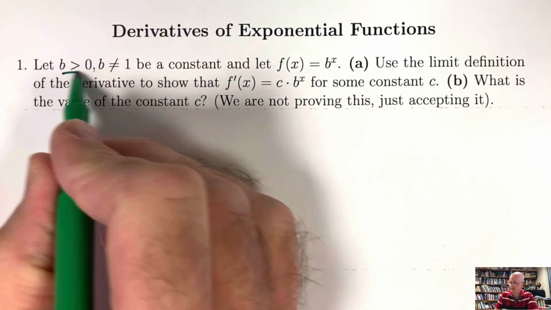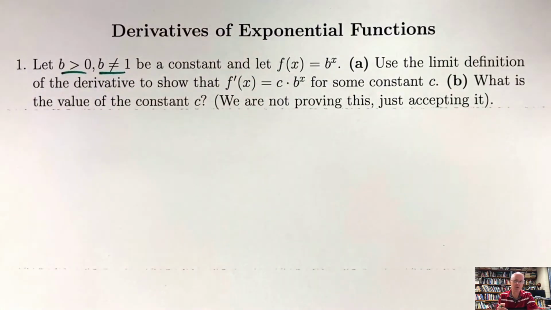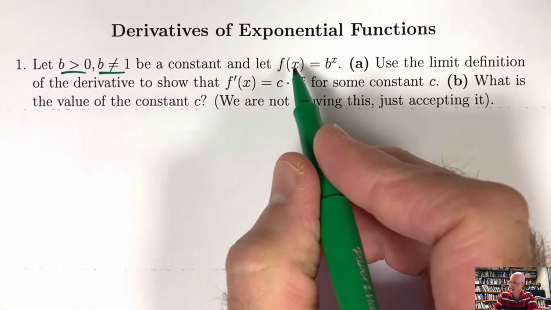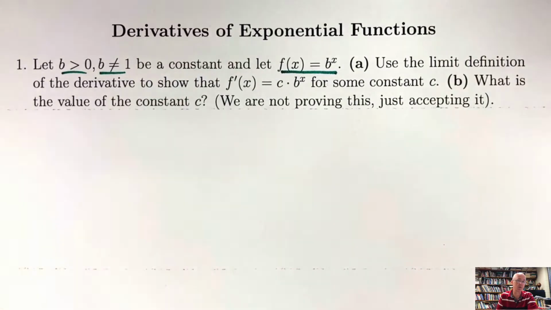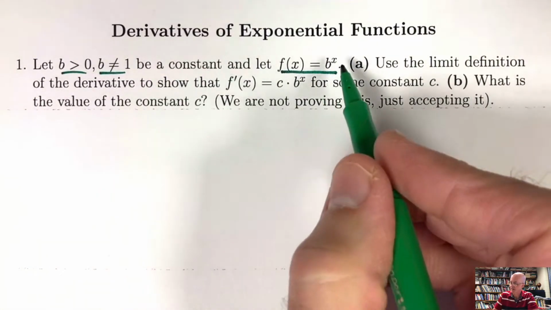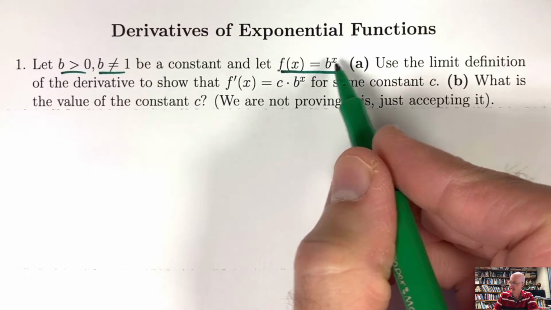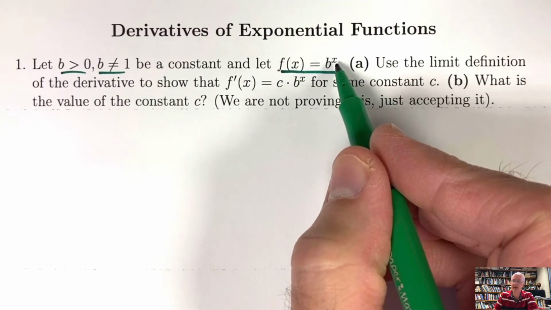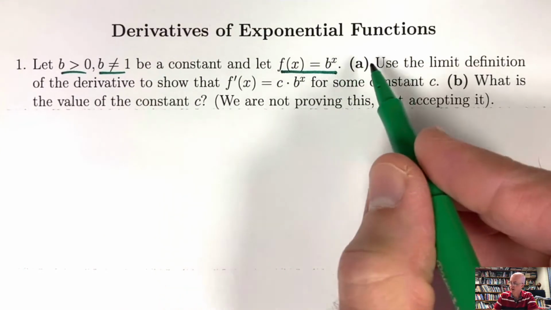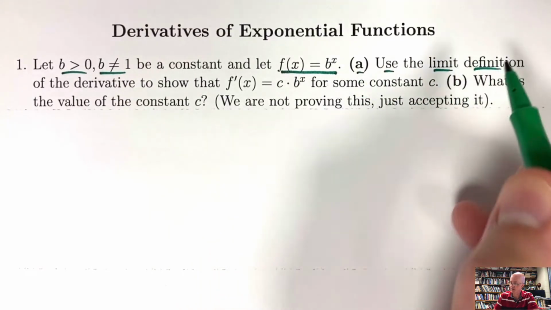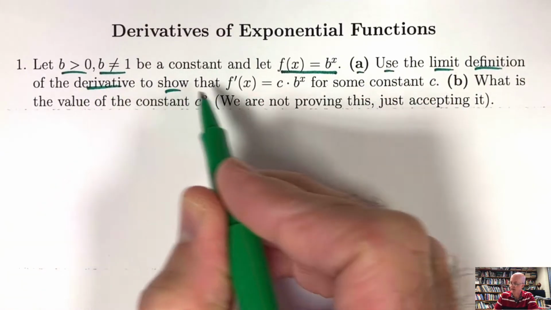Let b be positive and not equal to 1. Actually, what we do does apply when b equals 1, but it's not interesting. The function is b to the x, and if b were equal to 1, that would be 1 to the x, which is always 1, a constant function. The base b is constant. The variable is in the exponent. That's an exponential function.